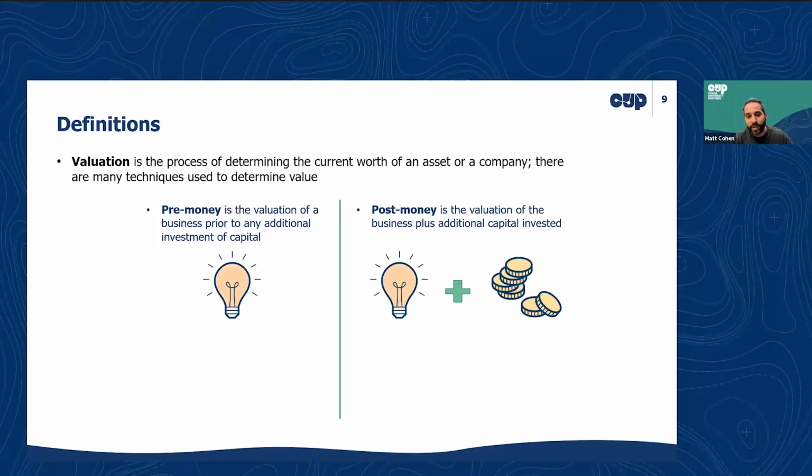So what's the definition of valuation? It's simply the process of determining what the current value is for an asset or a company. And there's a number of different techniques to do that. We'll talk about one of the main ones in great detail today. But before we get into that, we need to define some basic terms around valuation so that everyone's on the same page. So the first two to really understand are the terms pre-money and post-money valuation. Pre-money is the value of a company before any new investment dollars go in. Post-money is the valuation of a company plus the additional capital that's been invested.